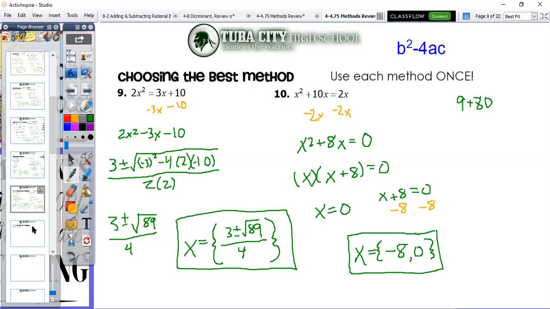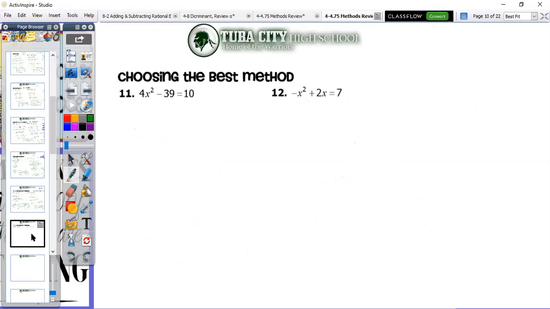All right, let's go ahead and move on to that last slide now. There we go, the final slide. Okay, so both of these are not solved. Well, I'd like to solve them, but sometimes you just can't really tell what the best method is. But you know what, let's go ahead and do that right now.